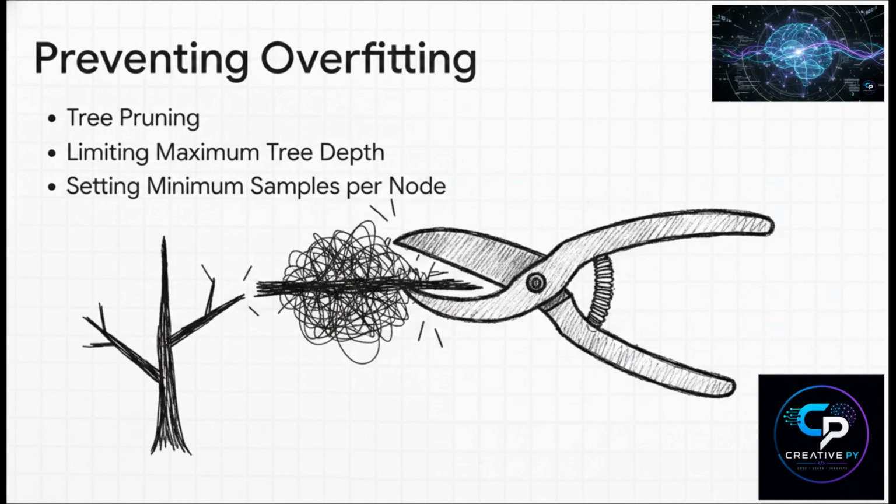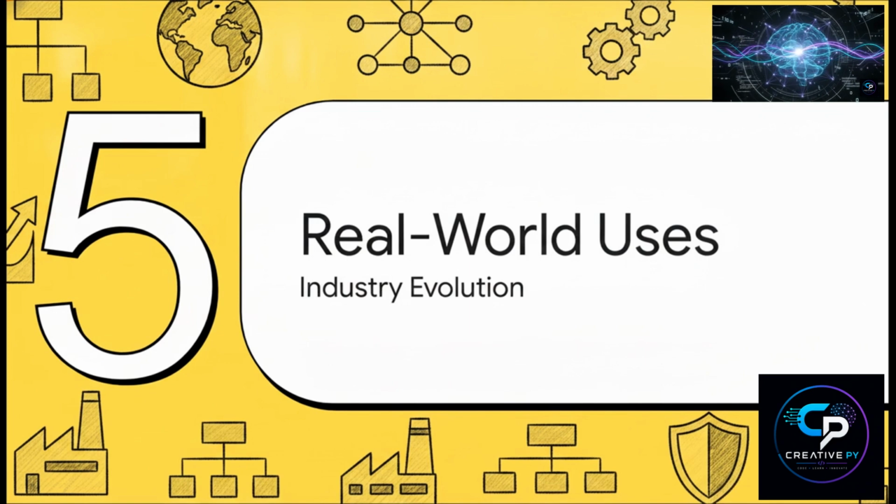The most common fix is called tree pruning, which is exactly what it sounds like. You're literally chopping off unnecessary, highly specific branches that just don't add broad predictive value. You can also proactively limit the maximum depth the tree is even allowed to grow in the first place, or you can set a hard rule that a node must have a minimum number of samples before it's ever allowed to split. These techniques constrain the tree, which completely prevents that overfitting issue and vastly improves its ability to generalize to new data. Let's bring it all home with Section 5, Real-World Applications and Evolution.